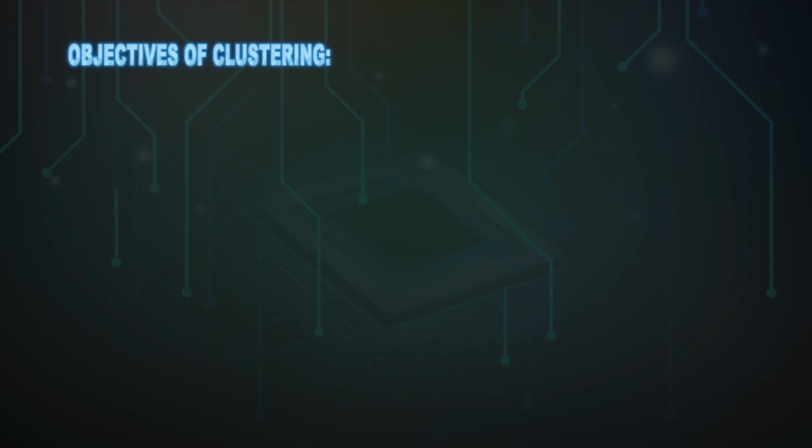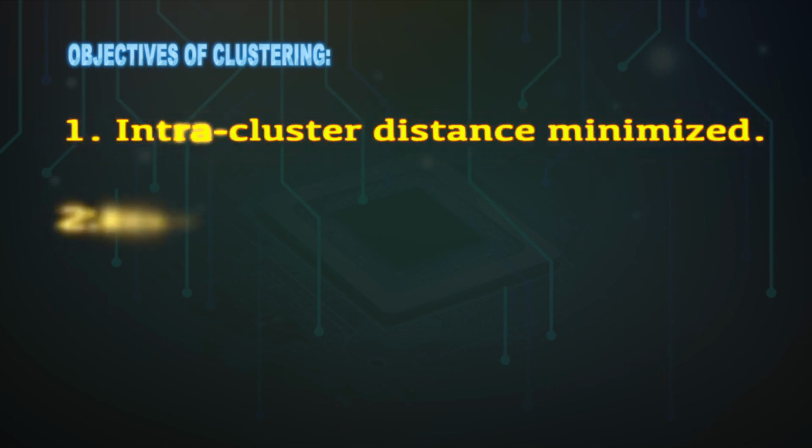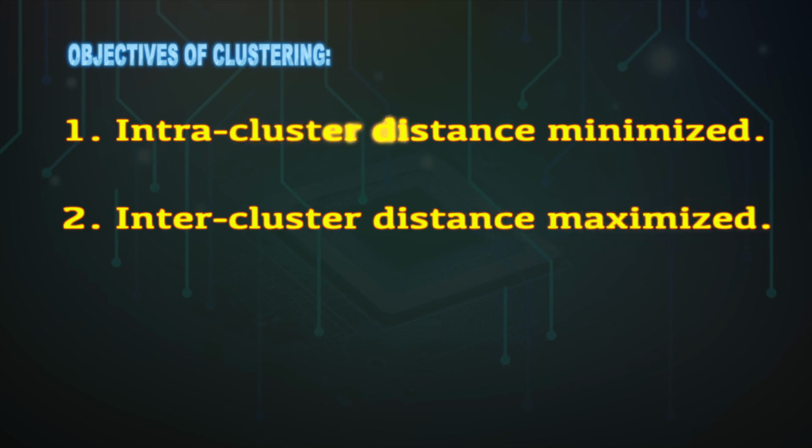Let us see the objectives of clustering. The first objective is to minimize the intra-cluster distance, that is, the distance between the objects within a cluster. The second objective is to maximize the inter-cluster distance, that is, the distance between objects in one cluster and another cluster.